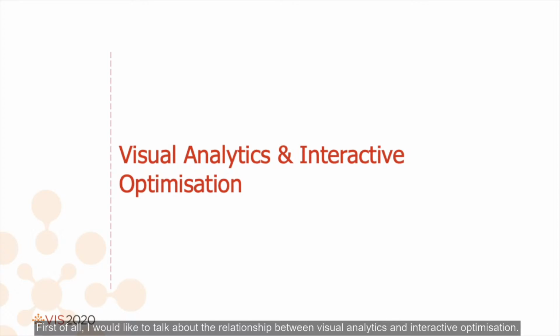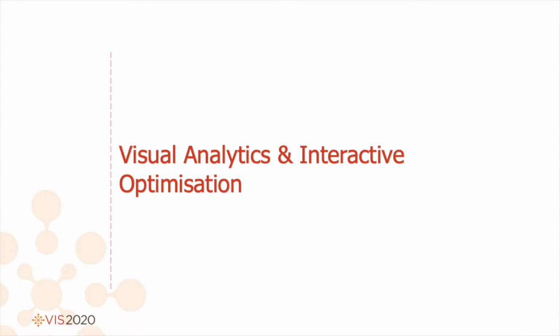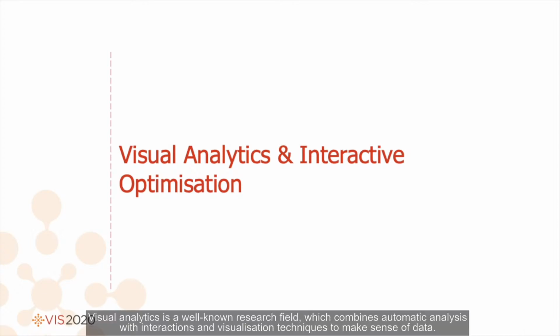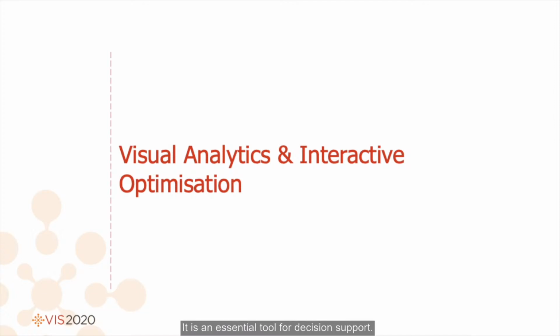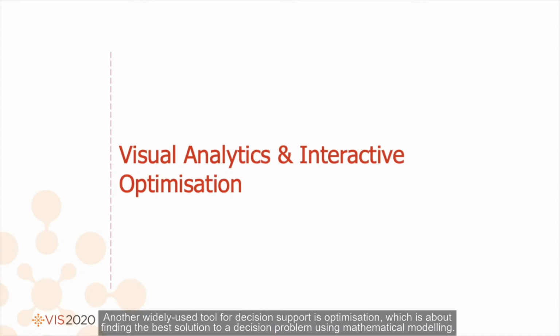First of all, I would like to talk about the relationship between visual analytics and interactive optimization. Visual analytics is a well-known research field which combines automatic analysis with interactions and visualization techniques to make sense of data. It is an essential tool for decision support. Another widely used tool for decision support is optimization, which is about finding the best solution to a decision problem using mathematical modeling.